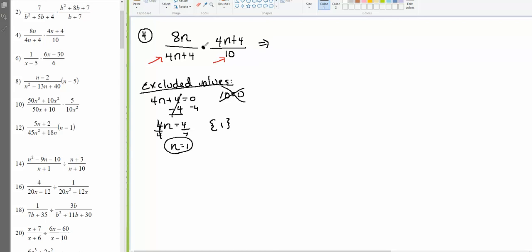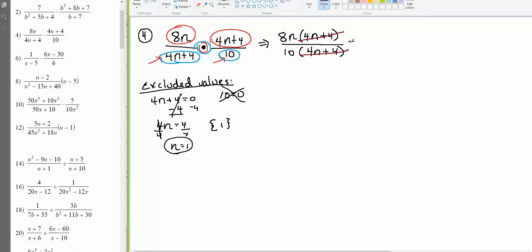Now, this is a multiplication problem, so all we need to do is multiply across. So we have 8n times, right? So we have this one times that one over this one times this one. 10 times 4n plus 4. And the first thing you should notice before you even try to distribute is that this is the same thing as this. Thus, we can cancel them.